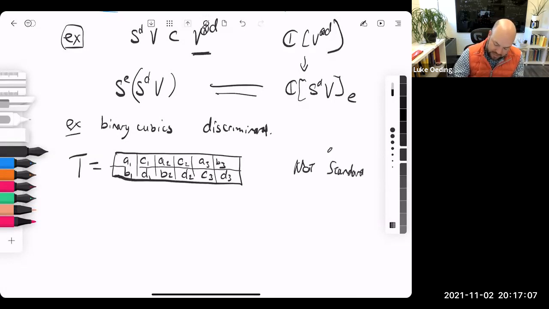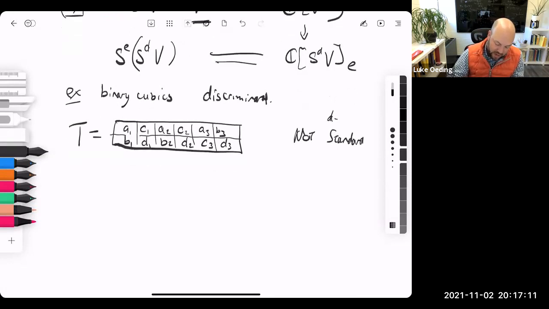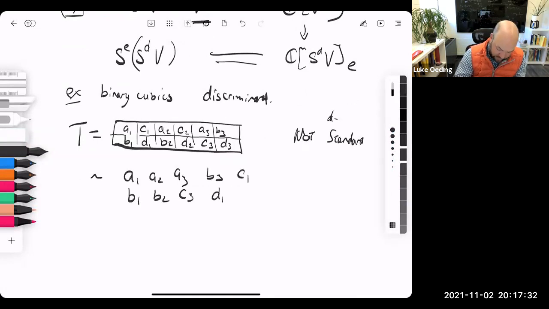And it's not going to be D standard either. D for the number of factors in our case is 3. But you could shuffle the columns around. It turns out you could produce this one instead. And I'm going to stop writing all of the barriers. I'll just write the content. A1, B1, A2, B2, A3, C3, B3, D1, C1, C2, D2, D3.